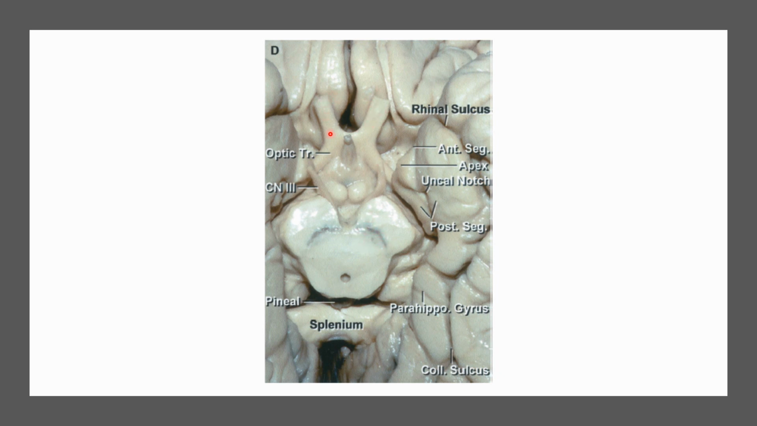The optic nerve forms an optic chiasm, then the optic tract. This is the infundibulum of the pituitary gland, and this is the olfactory nerve here, running on the inferior surface of the brain.